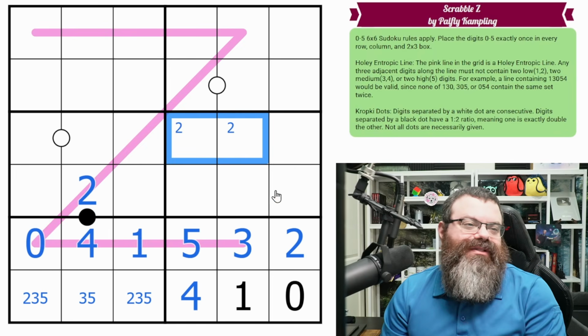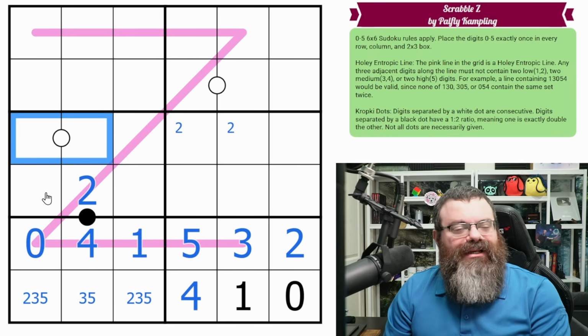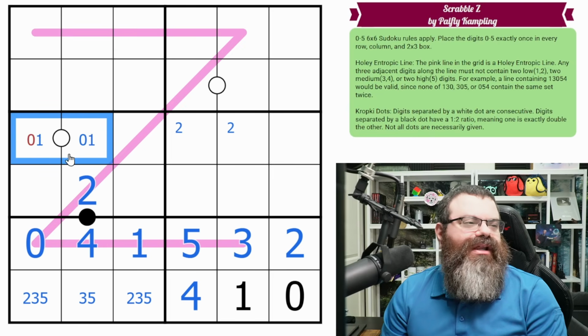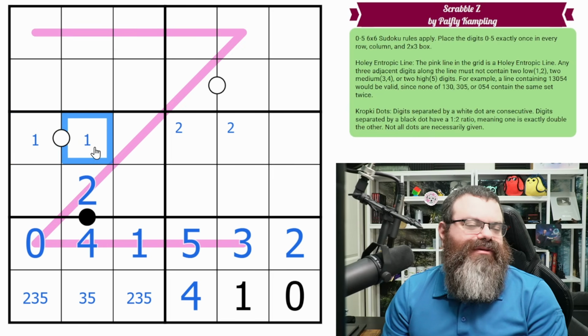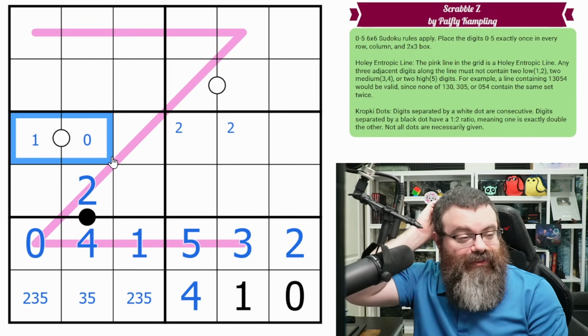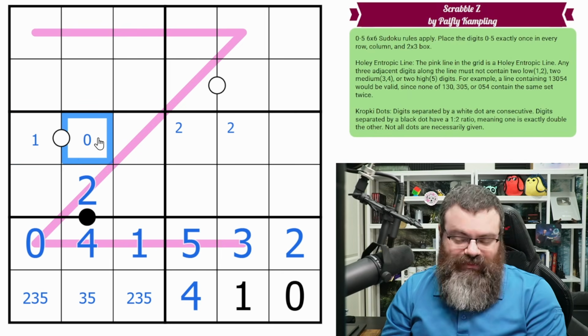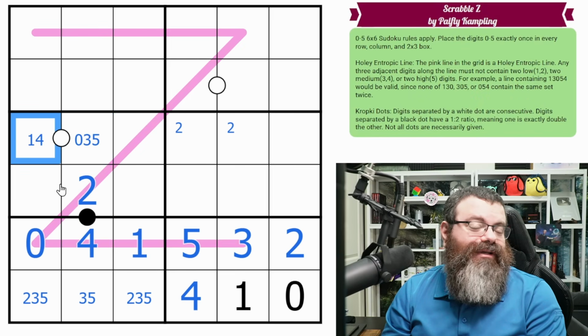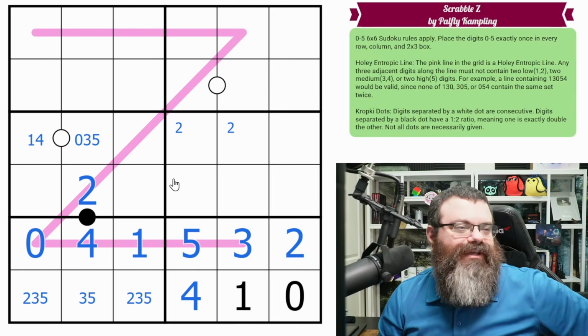We know 2 is one of these two. These are consecutive without a 2. So we could do 0, 1, but it would be the 1 here and the 0 here. We can't do 1, 2, or 2, 3. We could do 3, 4, but the 3 would be here and the 4 would be here because there's 4. Or we could do 4, 5, but the 5 would be here with the 4 here. And that's the biggest we can go.